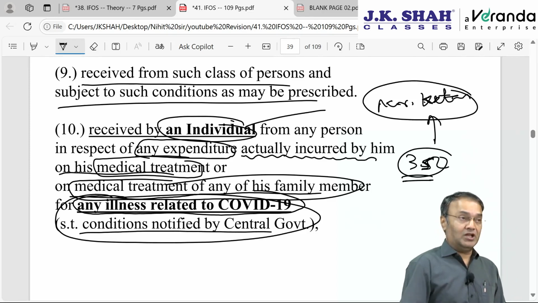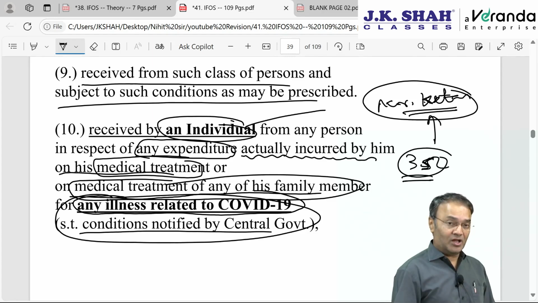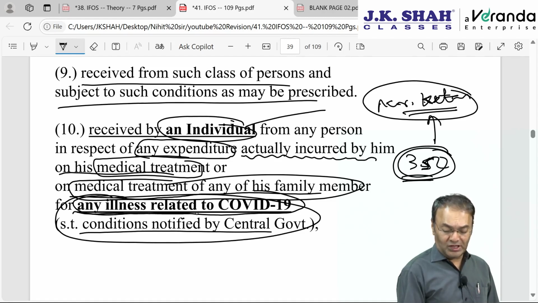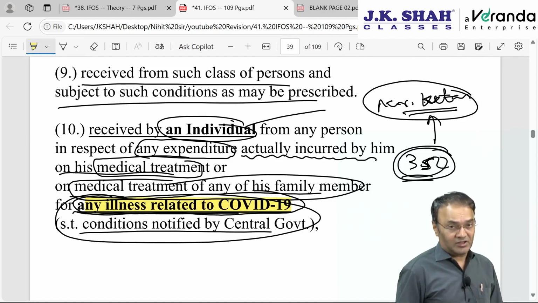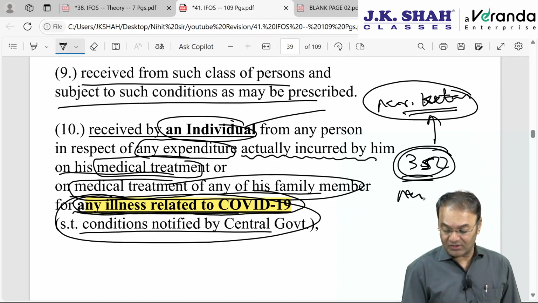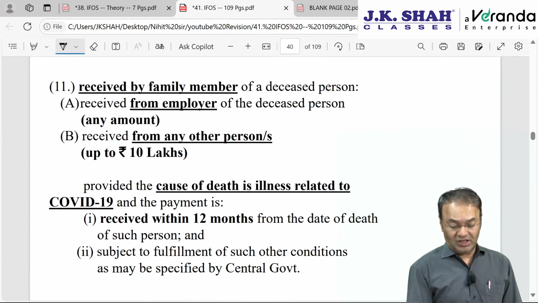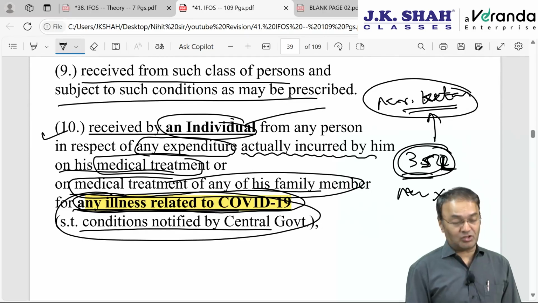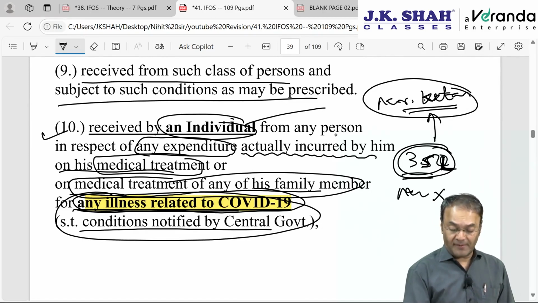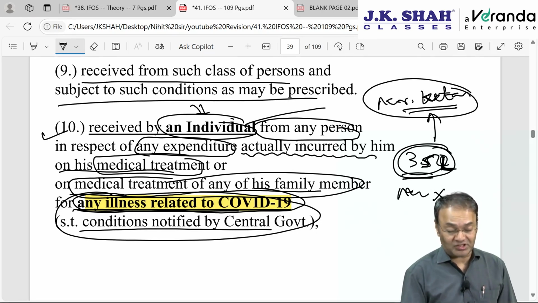It should be relating to COVID-19. Ketan was hospitalized. He had a severe medical problem, and because of that he had to incur 35 lakh rupees. Any medical issue due to illness related to COVID-19, and 35 lakh rupees is received by him from Mr. X. That 35 lakh, nothing will be taxed even if it is more than 50,000. However, point 11 also you need to understand, both are in relation to COVID-19. Here, received by an individual, not even HUF, from any other person, in respect of expenditure actually incurred by him on medical treatment of himself or any of his family members, during COVID-19.